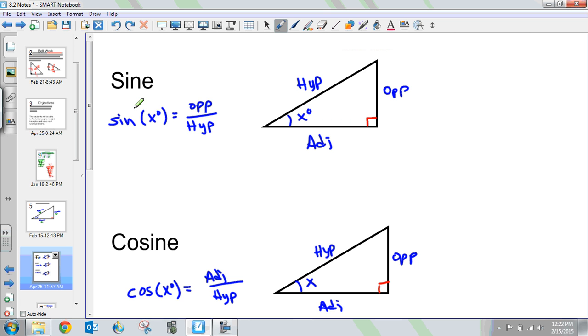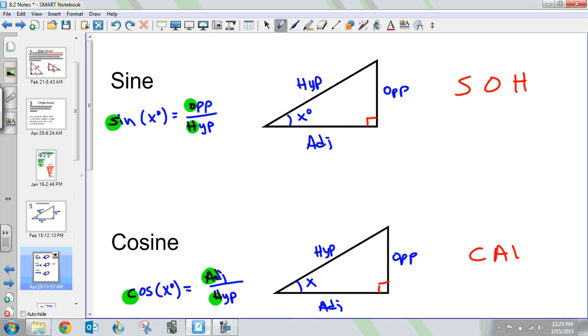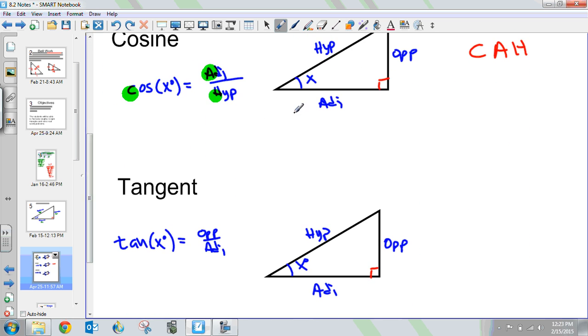If I look at a sine function, I see that sine, S, has the opposite over the hypotenuse, and so it makes the word SOH. Now, if I look at the cosine function, it has a C, an A, and an H. I can say that those make the word CAH. So we have CAH, and then we have our tangent function.